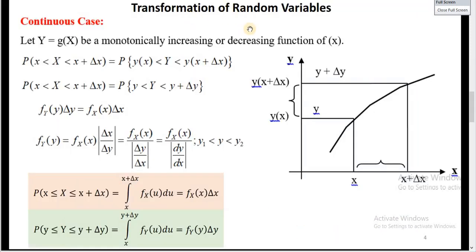Now we come to the second part of the lecture: how to find the probability density function of a continuous random variable. So this is the continuous case.